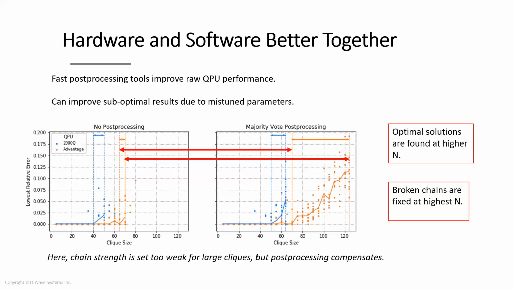And so this is a very simplistic example of showing how doing some simple post-processing, which you can actually access, I think, in this example in the Ocean tools. What we're showing here, for both Advantage and the 2000Q in orange and blue respectively, is residual error, analogous to the axes that we were showing previously. This is just on the y-axis versus clique size, and again for random problems of different sizes.